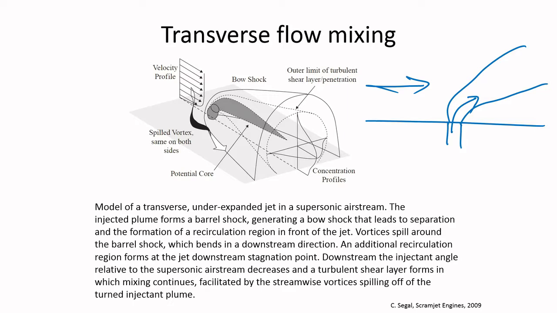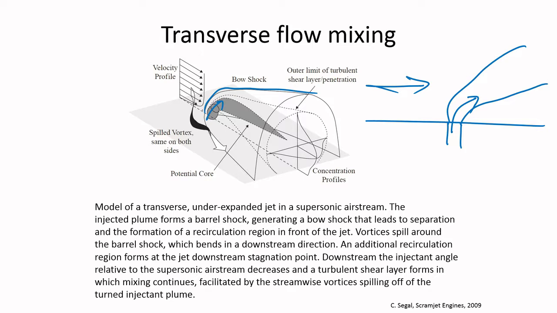But if this flow is supersonic, and even if this jet is underexpanded, that leads to very complex fluid mechanical and shock structures developing all around it. As you see in this model of a transverse underexpanded jet in a supersonic stream, the injected stream forms a barrel shock, and that generates a bow shock around it. We think of the bow shock as a two-dimensional structure, but because the flow field is strongly three-dimensional, it is a full three-dimensional structure, and it leads to formation of a recirculation region in front of the jet.